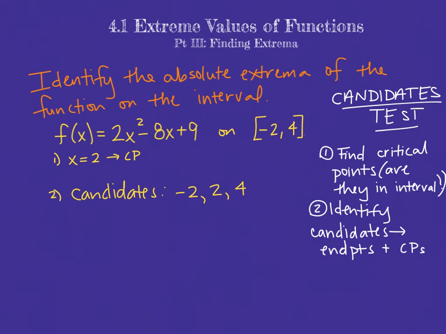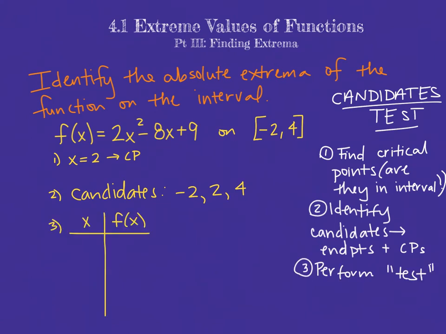Lastly, we perform our candidates test. Since we're looking for the absolute maximum and absolute minimum value on this interval, we need to figure out what the y values are at each one of these 3 x values to identify which one's the tallest and the shortest, to be given the title of absolute maximum and absolute minimum, respectively. We can make a t-chart here, plug in -2, 2, and 4, our candidates, and then figure out what the f of x values are for each one of those points. Using my calculator, or just kidding, I did it all in my head really fast. We get these 3 y values out.